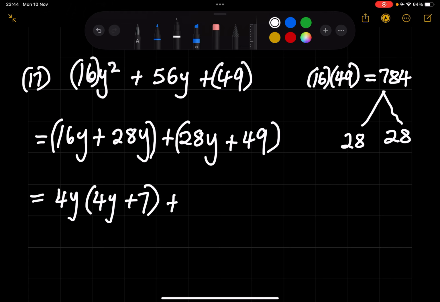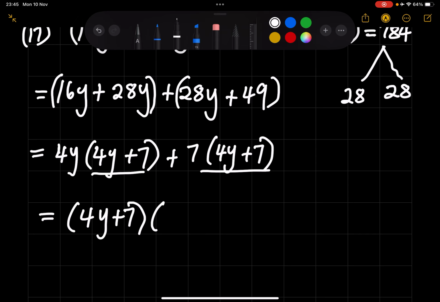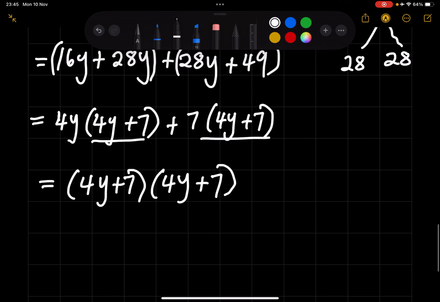In the second bracket, the highest common factor is 7, which is remaining with 4y plus 7. Then we can take a common bracket out, which is 4y plus 7. So this bracket is common. So on the second one, we have 4y plus 7 left. Then this is basically 4y plus 7 squared. Okay.